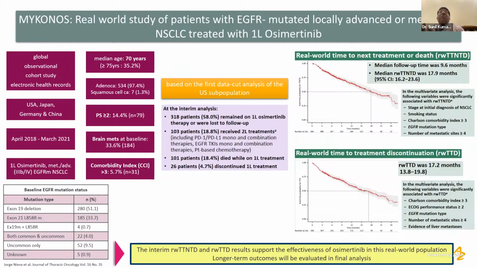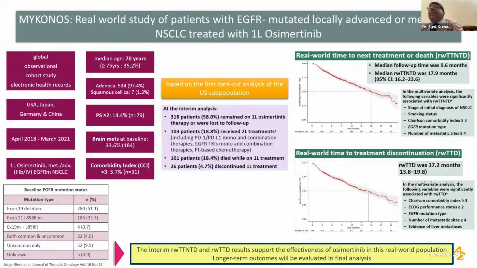Meaning you can say that exon 19 is seen to the tune of 49 to 51%, while exon 21 is 33 to 45%, and exon 19 plus L858R 0.7%, both common and uncommon 4%, uncommon only 9.5%. The important thing: 58% of patients remain on first-line osimertinib therapy or were lost to follow-up, while 18.8% received second-line treatment, 18.4% died while on first-line treatment, and 4.7% discontinued first-line treatment.